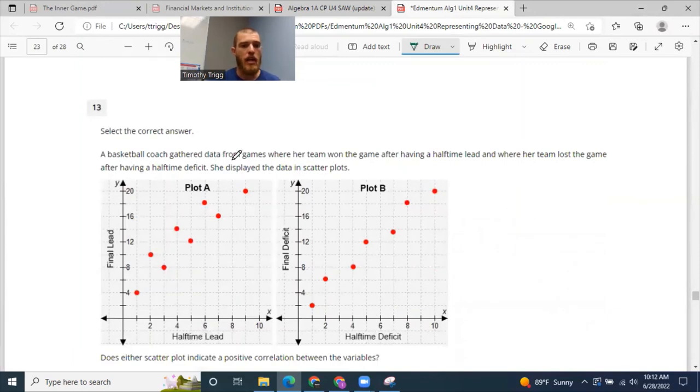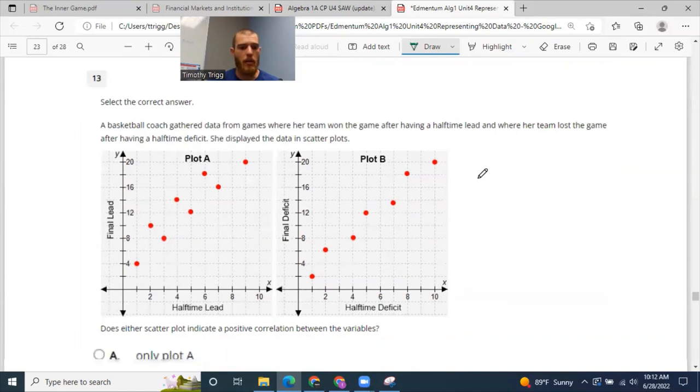A basketball coach is gathering data from games where her team won the game after having a halftime lead and where her team lost the game after having a halftime deficit. She displayed the data in scatter plots. Okay.